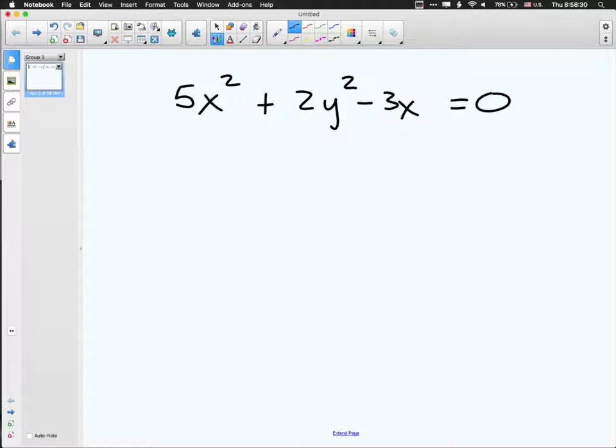Okay, what shape is this? That's an ellipse. Yeah. Okay, because it's the same sign between the x squared and the y squared. So that's an ellipse.